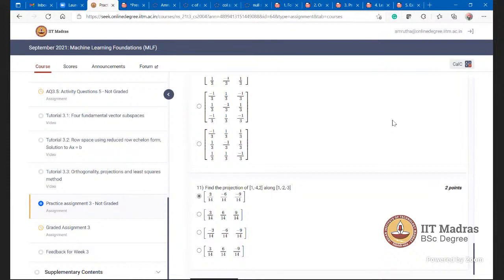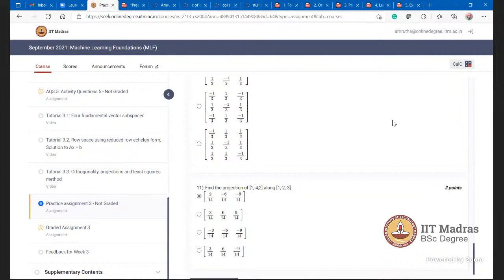Tomorrow I plan we'll solve some conceptual questions, as well as some computation problems related to projections. Yes, and least squares. If we can come up with some slightly trickier least squares questions, that will be good, because we found there were only one or two least squares questions.